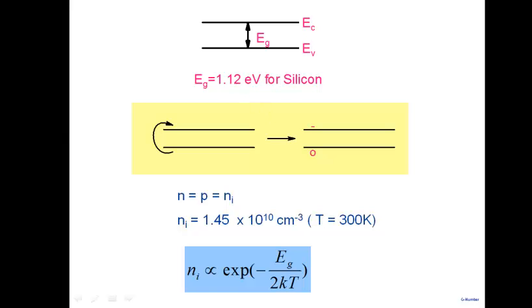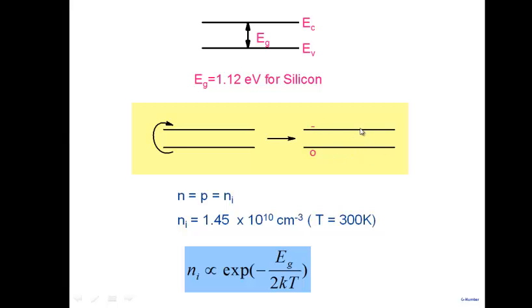Now, at room temperature, some of the electrons from the valence band gain enough energy from the thermal field, and they're able to surmount this 1.12 eV band gap and go to the conduction band. When that happens, you get an electron in the conduction band, and you get a vacant space in the valence band, which we call a hole. So depending on the temperature, we'll have a number of electrons in the conduction band and a number of holes in the valence band.